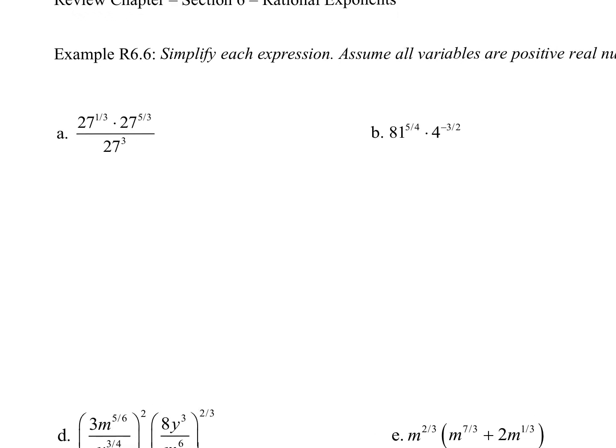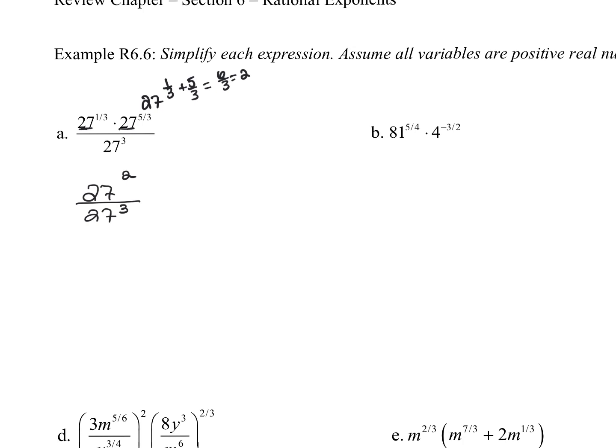Okay, so letter A. Letter A might look a little scary. And it's really not that bad, I swear. We're going to add powers together. Since these have the same bases, I'm going to do the 1/3 plus 5/3. So it's 27 to the 1/3 plus 5/3. Well, that's going to get me 6/3, which is just 2. So on the top, what I really have is 27 squared over 27 cubed.